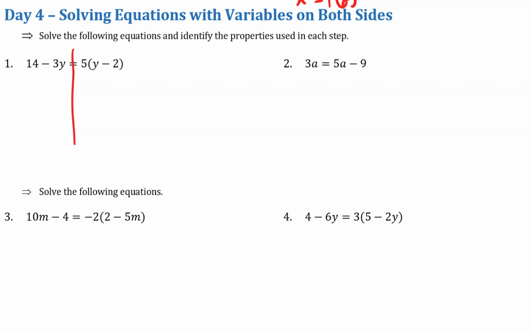To get rid of the parentheses, I'm going to distribute the 5 in there. 5 times y is 5y. 5 times negative 2 is negative 10. So that was the distributive property. We didn't do anything to the left side, so I'm just going to leave it as it was.